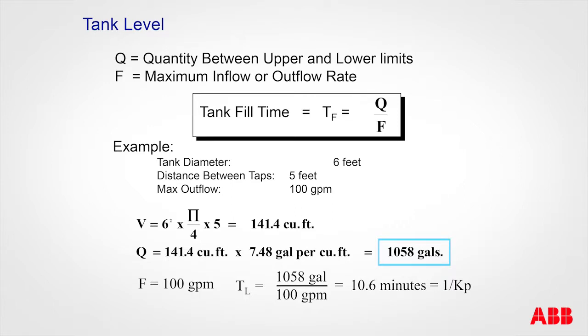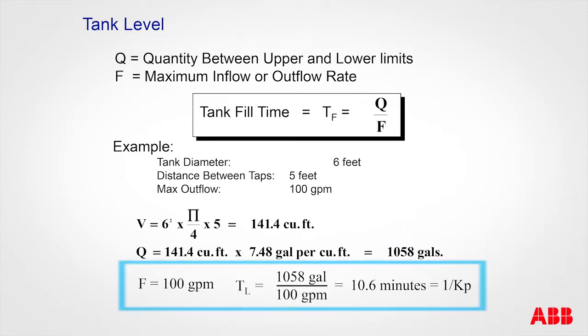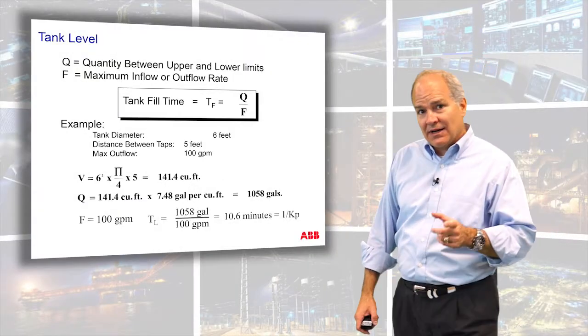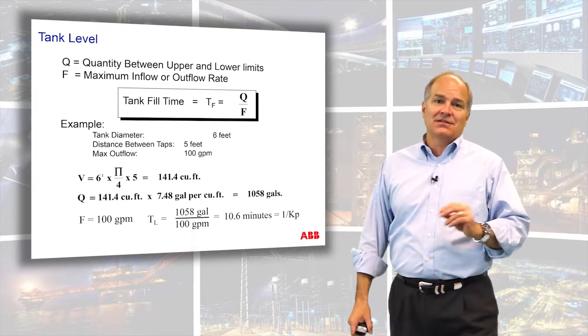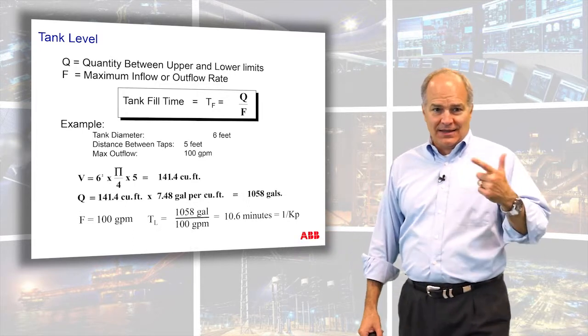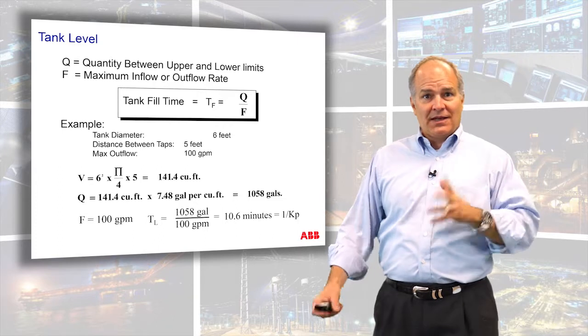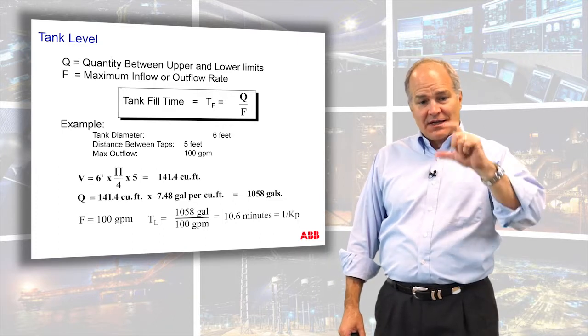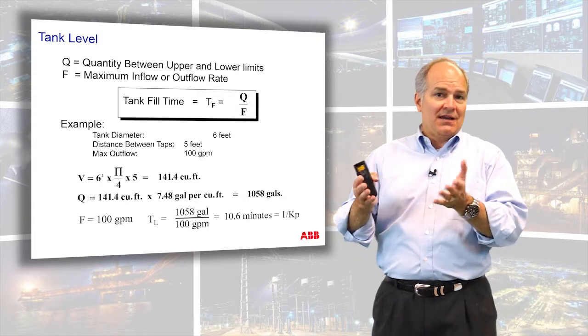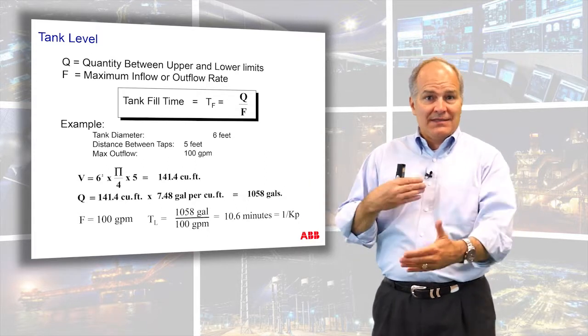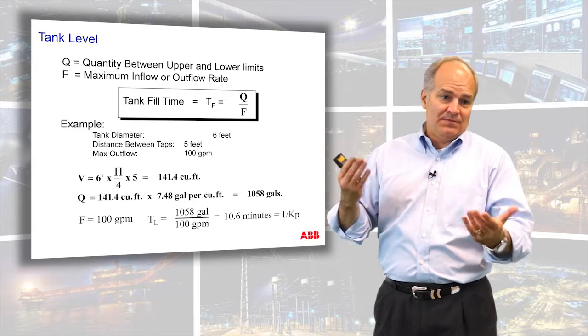So if I know my maximum flow rate, if I open the valve at 100% and it runs at 100 gallons per minute, then I know that it's going to take 10.6 minutes to fill it. And what's interesting about that is that 10.6 is equal to 1 divided by the process gain. So if we calculate the process gain as we did with the slope calculations, that actually works out to be the inverse of the fill time. So if you remember, that example was a process gain of 0.1. Well, that would be 10 minutes to fill it up.